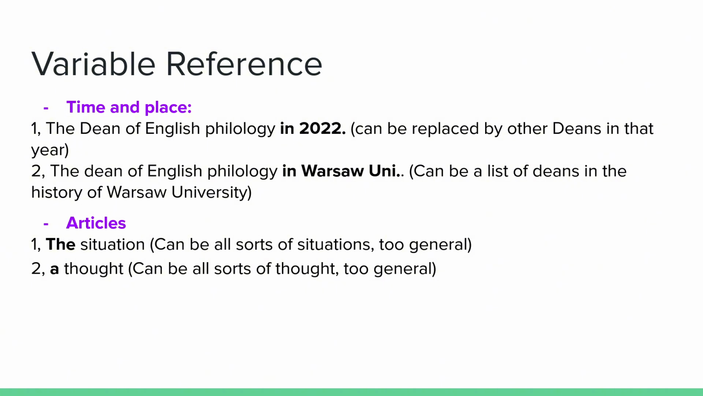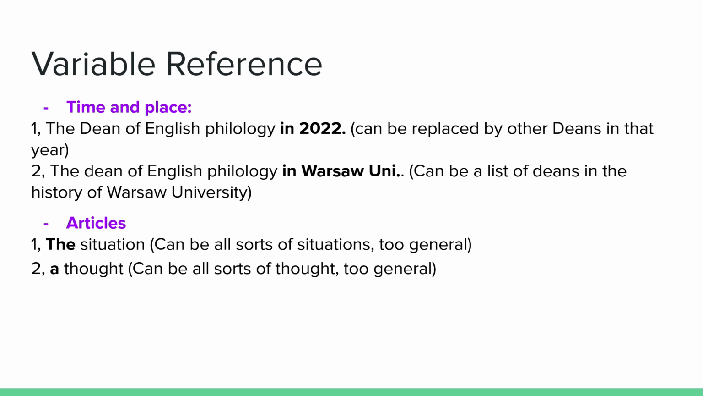In the group of time and place of variable reference, the phrase "the Dean of English Philology in 2022" has variable reference, because in the year 2022, the position of the Dean of English Philology can be filled by other personnel. So it has variable reference.